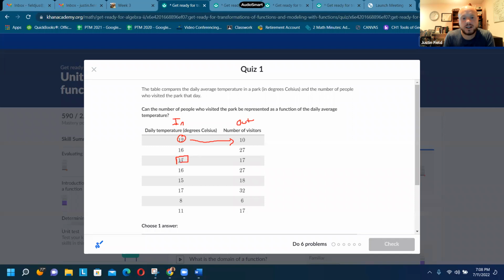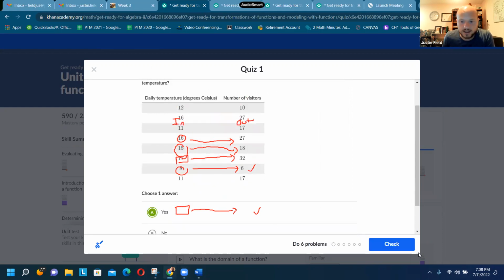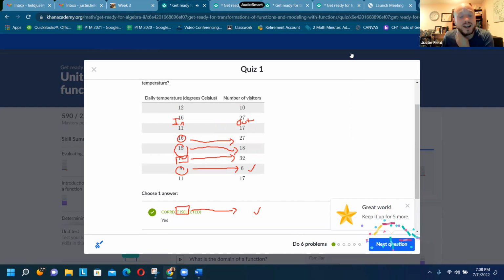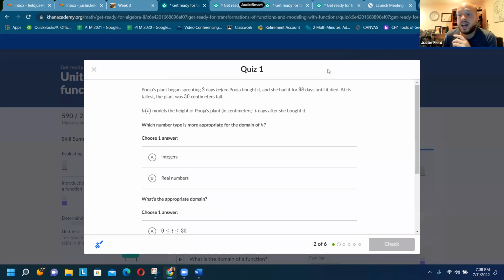So right here, I see 11 goes to 17. And then I see 11 again, but it's going to 17, so that's okay. So any other numbers? Okay, 16. I see that twice, but both times it's going to 27, so that's okay. And all the other numbers only appear once, so this is a yes. It works just fine. But if any one of those repeaters had been going to a different output, it would have been no.